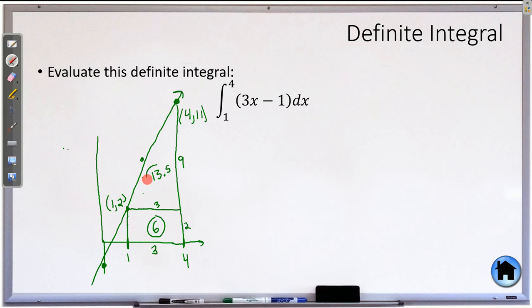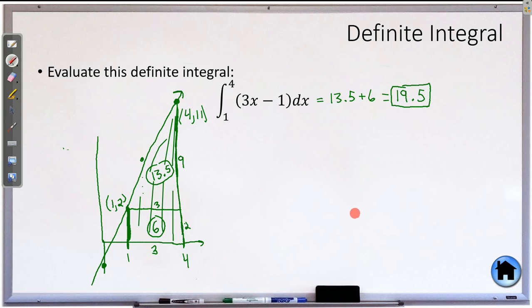So the total area, you're going to have to add those up. 13.5 plus 6 is equal to 19.5. So that definite integral is equal to 19.5. And so again, we're just finding the area under the curve. So all this space in here is what we're finding. All right, let's do one more.